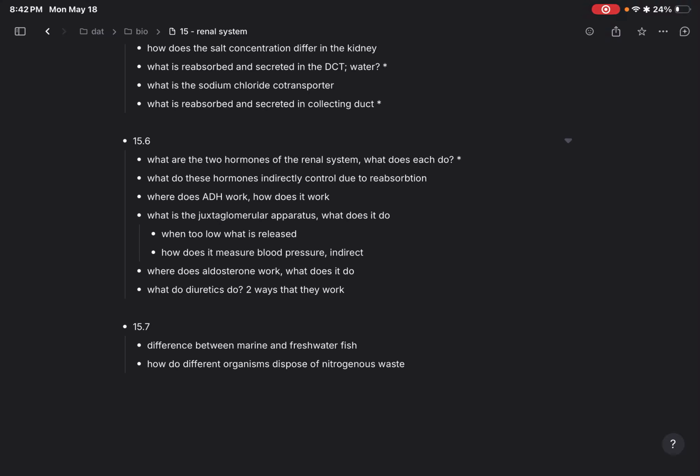Wait, so what does it measure? Wait, sodium concentration in what? In the filtrate within the distal convoluted tubule. So if the sodium concentration is too low, it'll signal the JGA to release renin, which will initiate the cascade to increase sodium and water reabsorption.